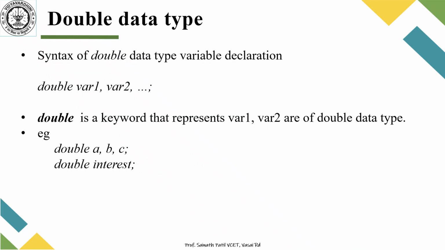Syntax of double data type variable declaration. It is represented by double var1 comma var2 and so on, where double is a keyword and var1, var2 are nothing but the names or identifiers given by the programmer. For example, double a comma b comma c, where a, b, c are the double variables, or double interest.